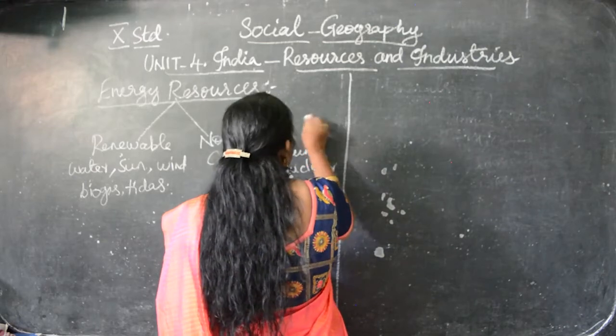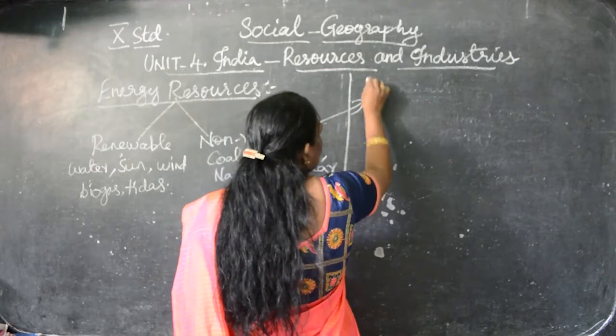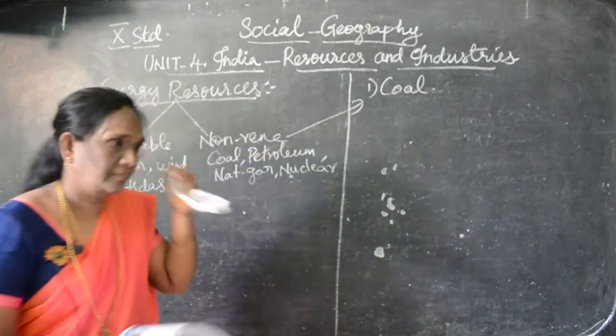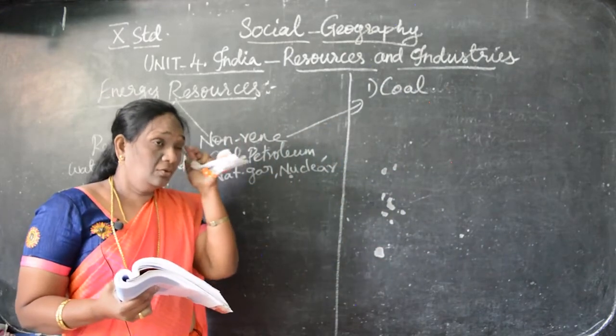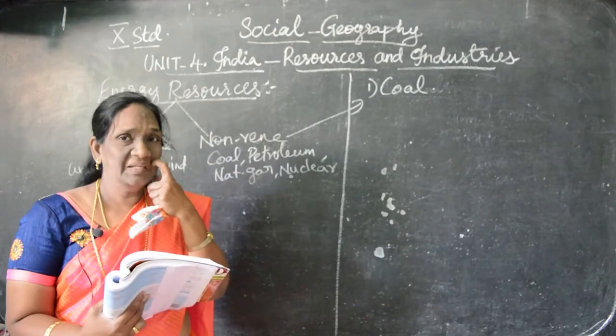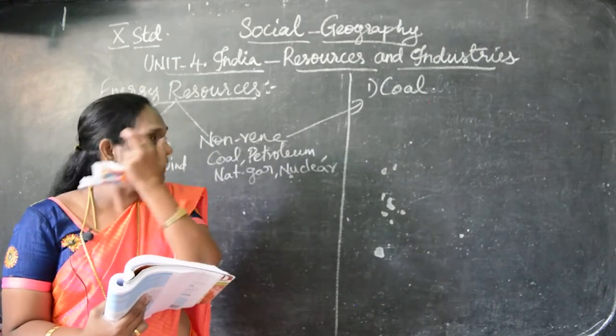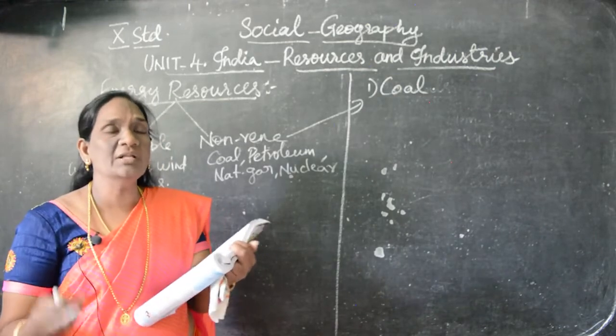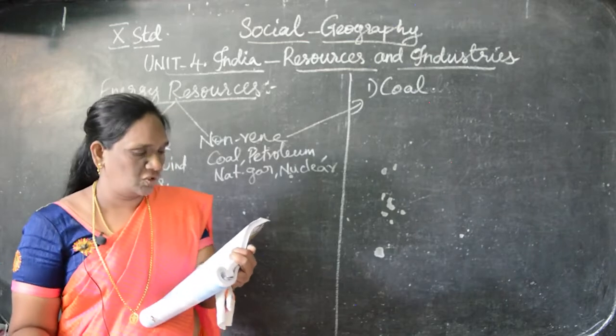Non-renewable resources, let's see what is there. First one, coal. Coal is inflammable. That is coal; we call it நிலக்கரி. Understand? This coal is an inflammable resource.